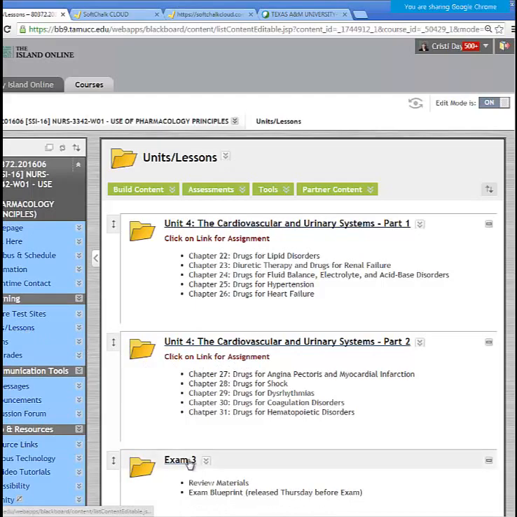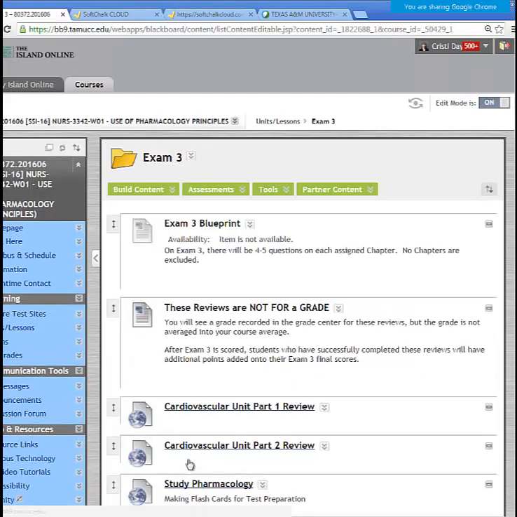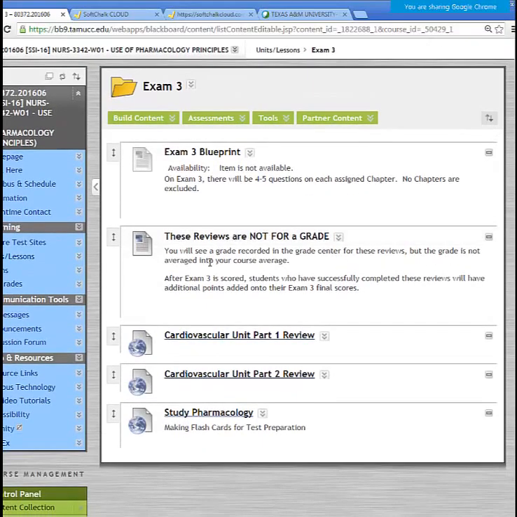So if you go in right here to exam 3, which the blueprint will go up tomorrow, it says right here, you will see a grade recorded in the grade center for these reviews, but the grade is not averaged into your course average. After exam 3 is scored, students who have successfully completed these reviews will have additional points added to their exam 3 final scores. So I highly suggest that you do that.